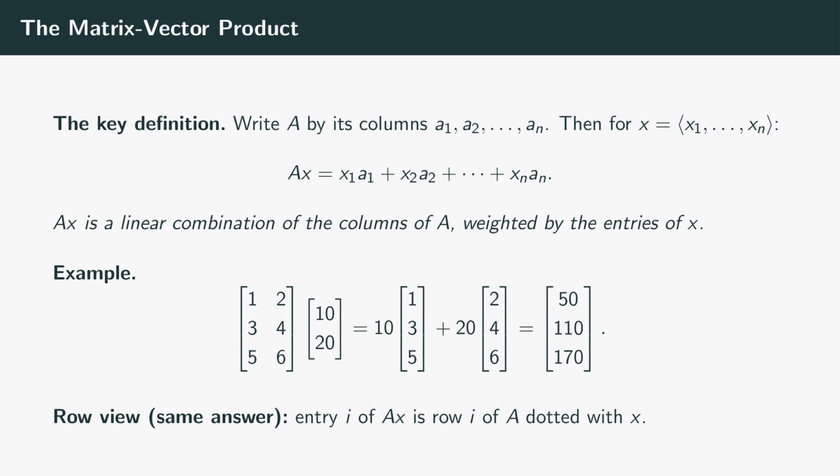There is also a row recipe that gives the same answer. The ith entry of A times x is the ith row of A, dotted with x. The row recipe is handy for hand computation, but the column viewpoint is the one to remember, because it explains everything that comes later.